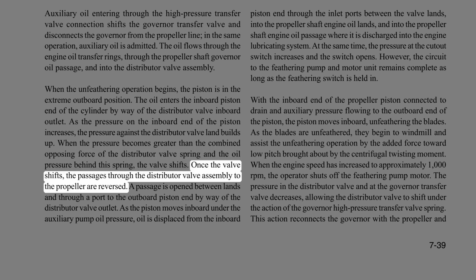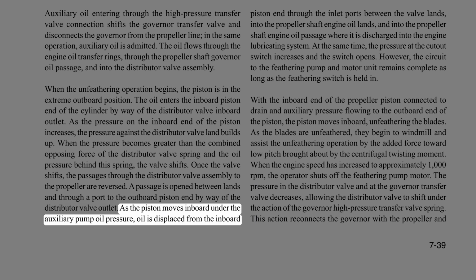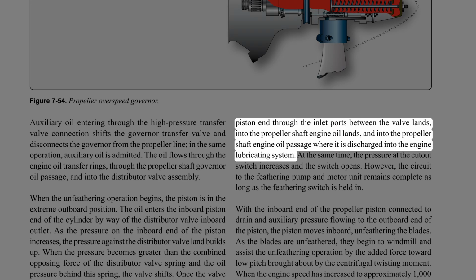Once the valve shifts, the passages through the distributor valve assembly to the propeller are reversed. A passage is opened between lands and through a port to the outboard piston end by way of the distributor valve outlet. As the piston moves inboard under the auxiliary pump oil pressure, oil is displaced from the inboard piston end through the inlet ports between the valve lands, into the propeller shaft engine oil lands, and into the propeller shaft engine oil passage where it is discharged into the engine lubricating system.